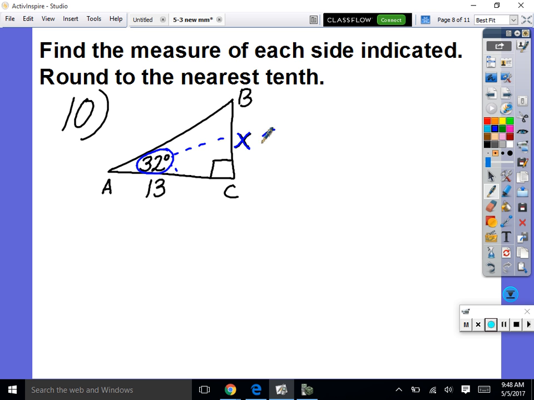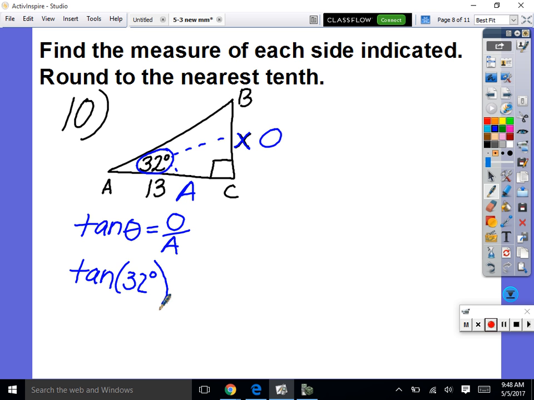So our opposite side's given and our adjacent side's given. So we're going to be using tangent. So set up your true statement. Tangent of theta is opposite over adjacent. Now what you're going to do is in that true statement, put in everything you know. So we have tangent of 32, because theta is 32, so put it in. Tangent of 32 degrees equals our opposite side, which is, look, x, over our adjacent side, which is 13, right?